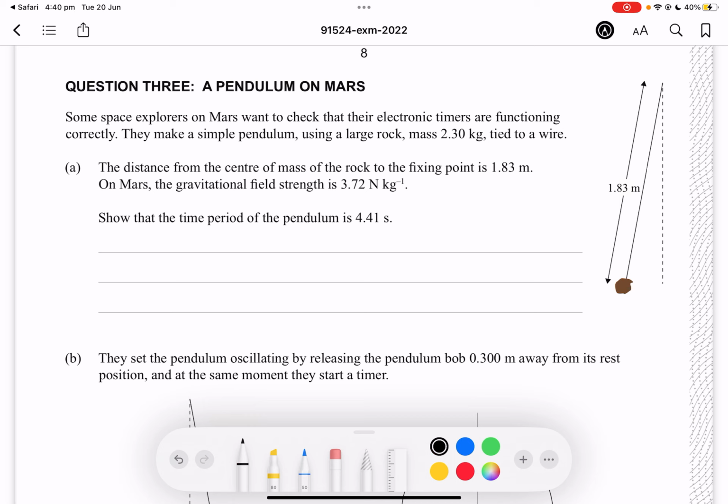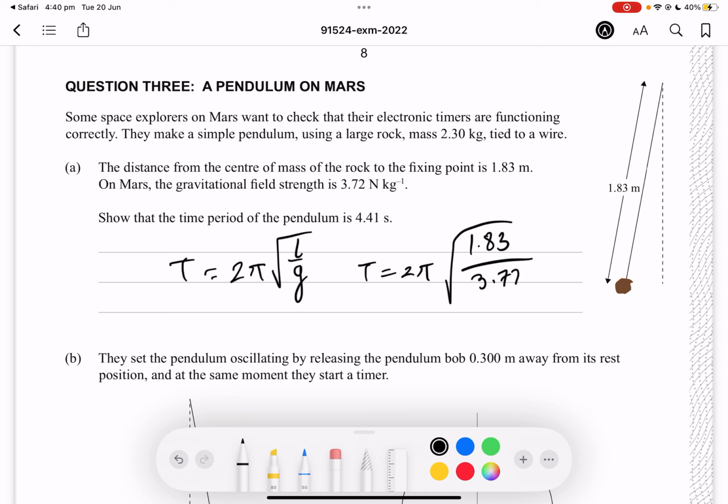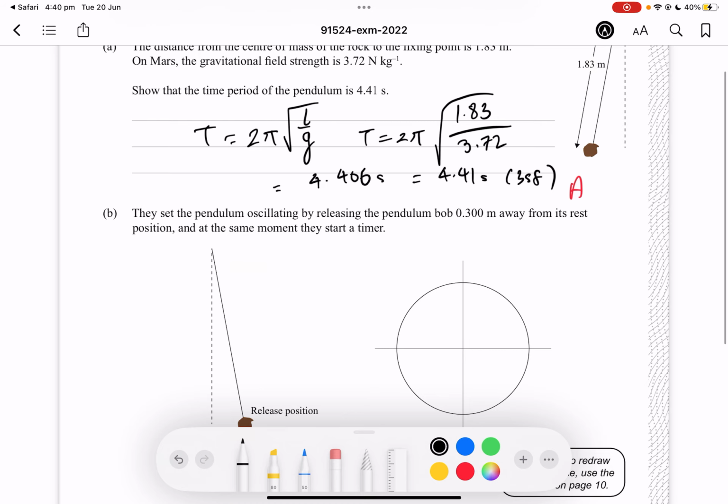So for these types of questions, it's really just a plug and chug. We know that T equals 2 pi times the square root of L over g for a pendulum. So T equals 2 pi square root of 1.83 divided by, not 9.81, be careful, it's 3.72. If we plug that into the calculator, that should give us 4.406 seconds, which is 4.41 seconds to 3 significant figures. And this is an achieved level question. So just a plug and chug, relatively simple, nothing much to talk about there.